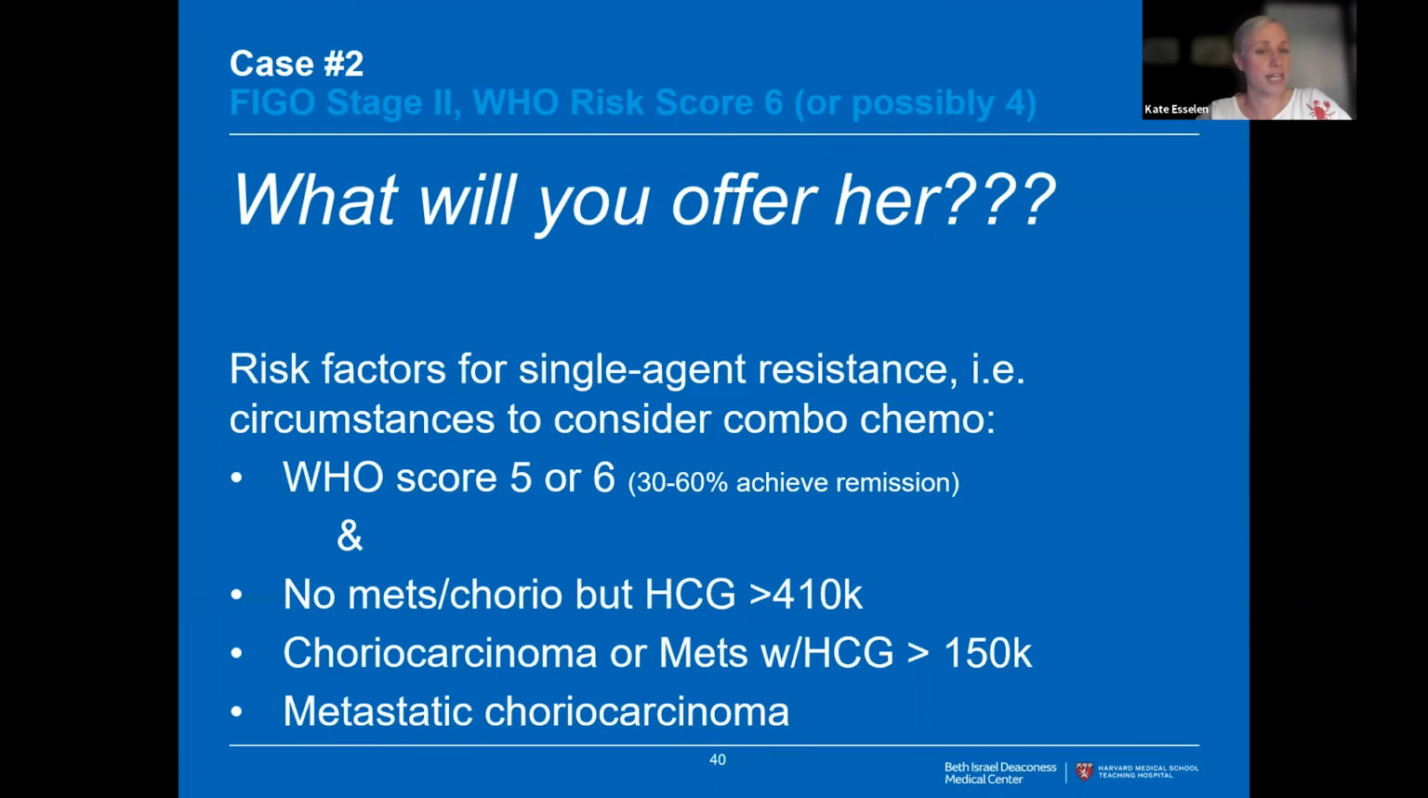Anytime they're on this cusp in that 4 to 6 range, I do think about these other risk factors for chemo resistance. And she really doesn't have any of those because, again, she's a soft 6, if at all. She does not have choriocarcinoma, and her HCG is incredibly low. So I do think it's really safe to consider this a stage 2, low risk, probably more of a WHO score 4.